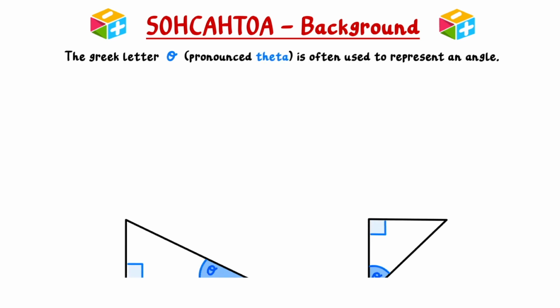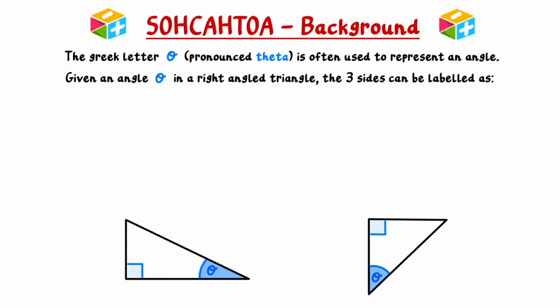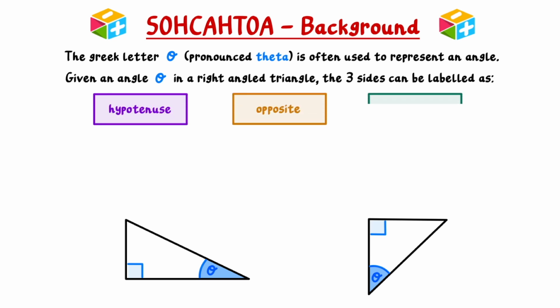The Greek letter theta is often used to represent an unknown angle in a triangle. Given an angle theta in a right-angled triangle, it is possible to label the three sides of the triangle with the following terms: hypotenuse, opposite, and adjacent.